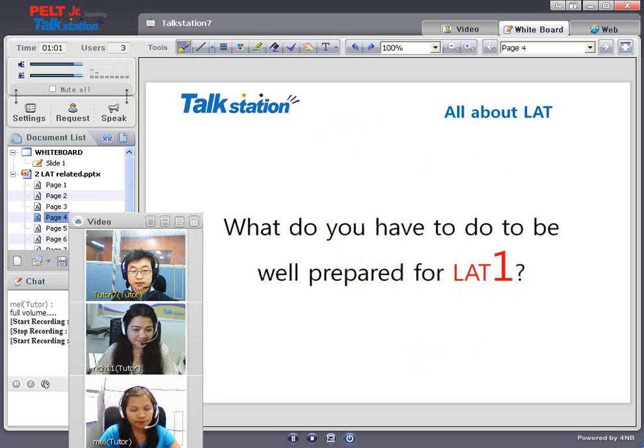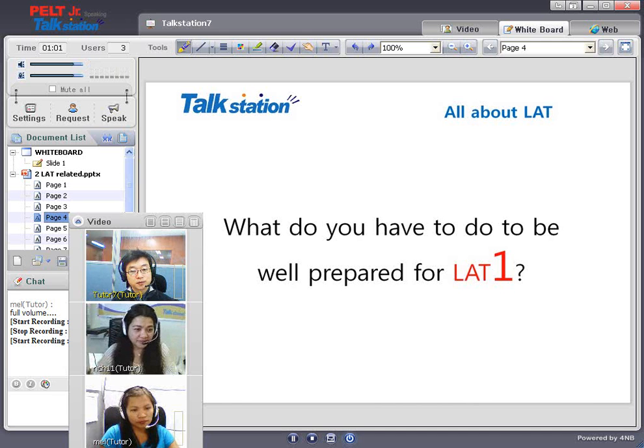All right. What do you have to do to be well prepared for LAT? We briefly mentioned it, but is there anything else the tutors need to prepare to conduct LAT 1 well?